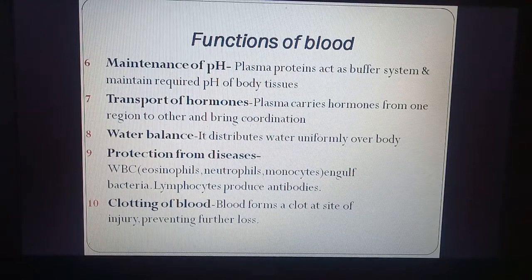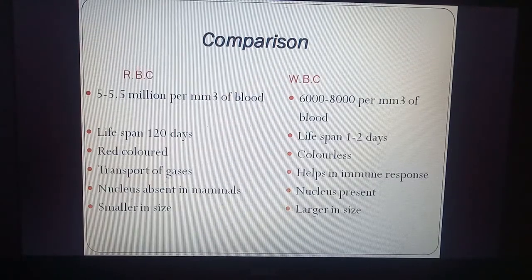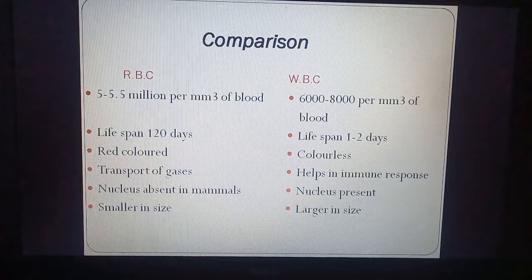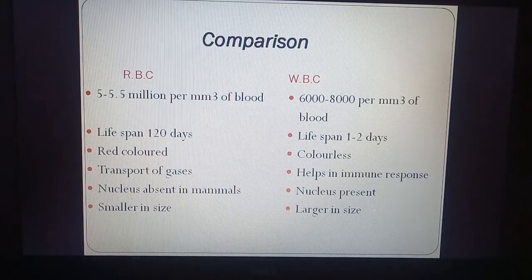Now let us see the differences between RBC and WBC. So first, their number. RBC are 5 to 5.5 million per cubic millimeter of blood, while WBC are 6,000 to 8,000 per cubic millimeter of blood. So they are less in number. RBC have a life of 120 days. After that they break down and new RBCs are formed. WBC have a lifespan of 1 to 2 days.